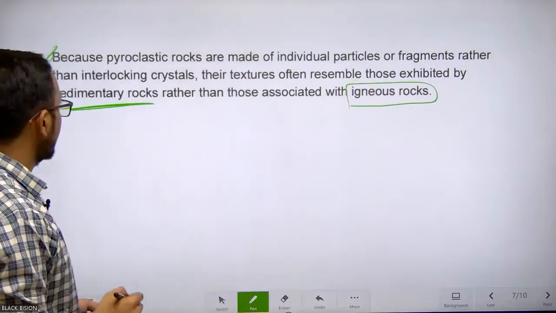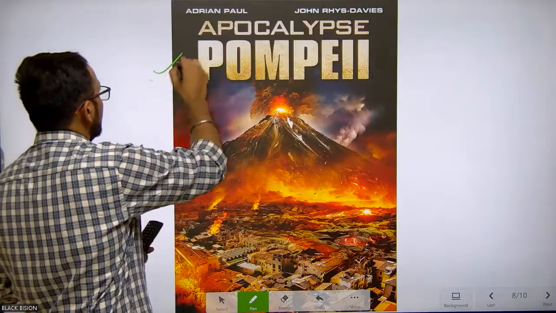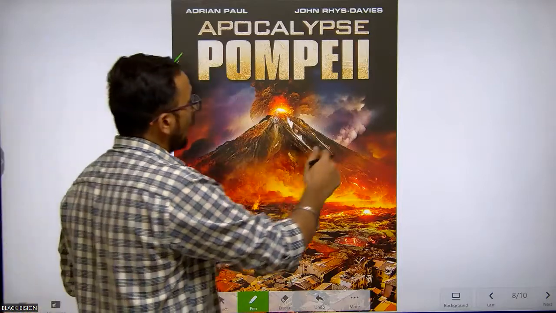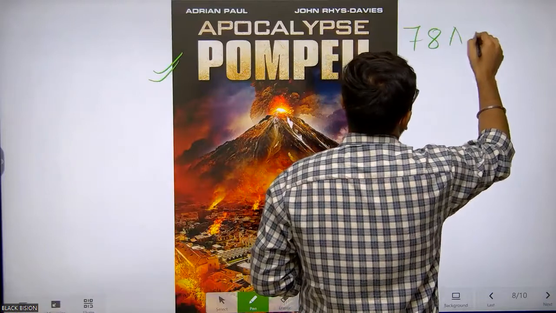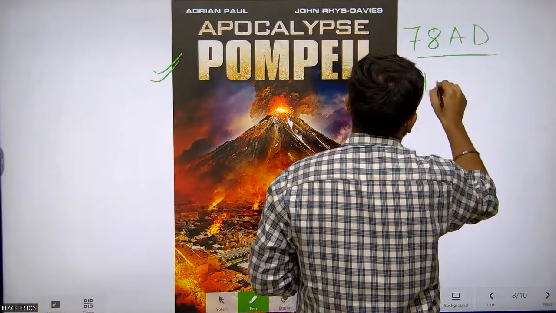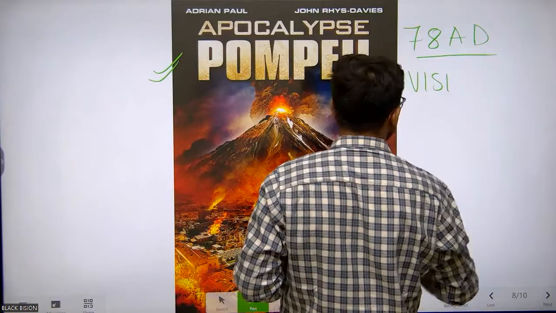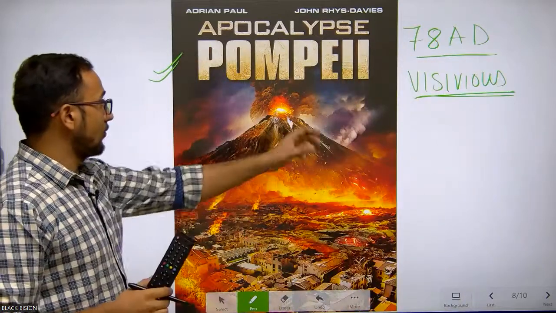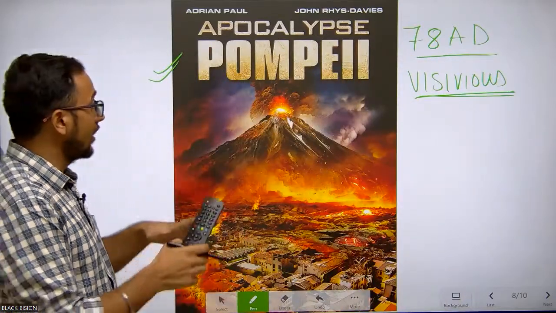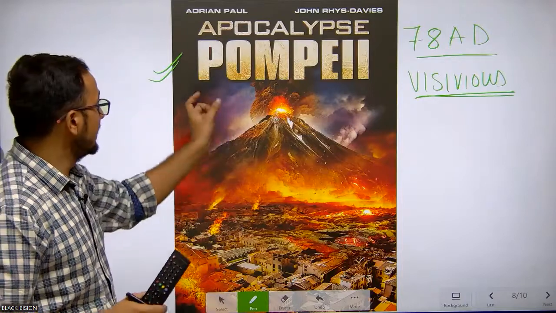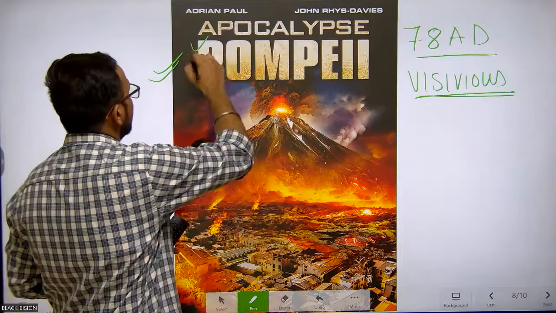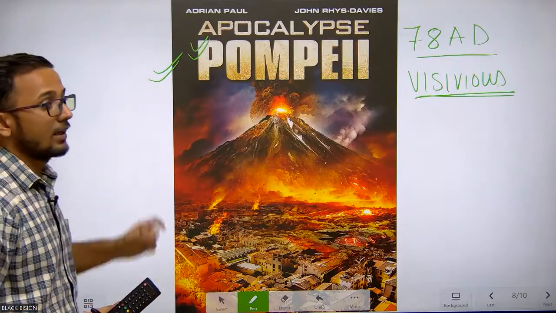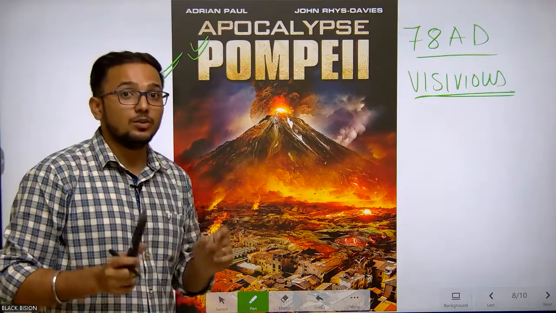To understand this, you can watch the movie Pompeii. This movie is based on the 78 AD eruption of Mount Vesuvius in Italy. Mount Vesuvius erupted in 78 AD and completely engulfed the whole city of Pompeii in the Roman Empire. Whenever you watch this movie, you will understand the significance of the pyroclastic eruption and how dangerous it is to human settlements.